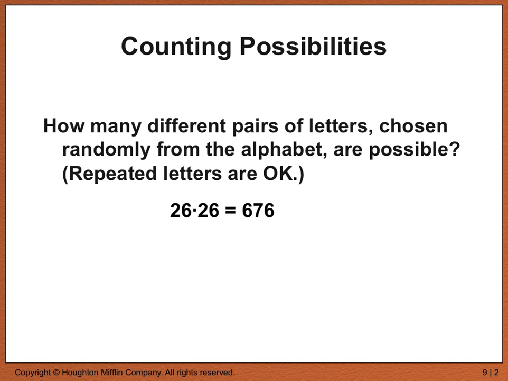Why is it 26 times 26? Because if we look at this first letter as an event and this second letter as an event, well, I have 26 different possibilities for the first event and 26 different possibilities for the second event. And for any one of the possibilities of the first event, there can be 26 that go with it. So it's 26 times 26. I have to multiply it by all the different possibilities.